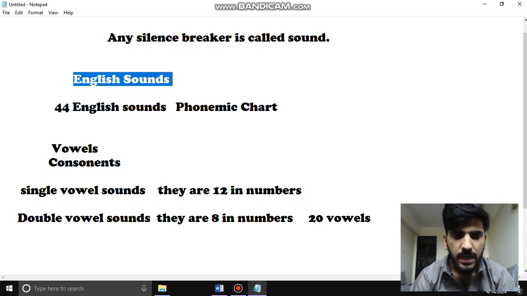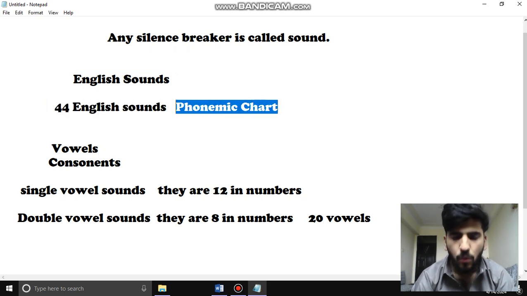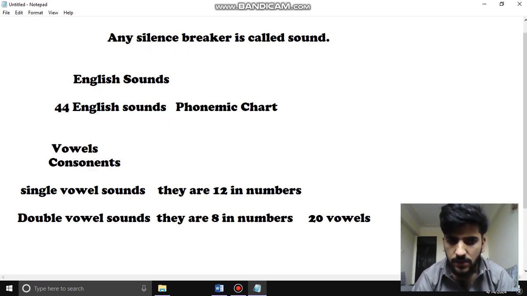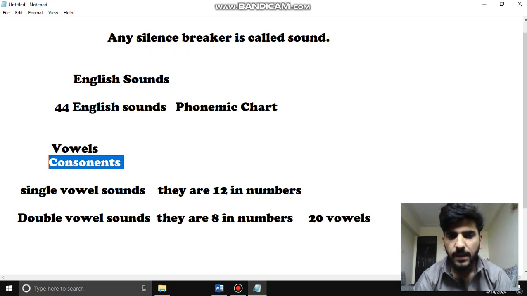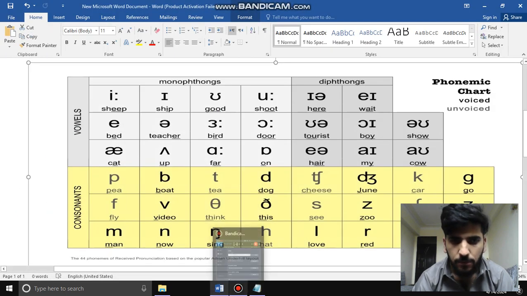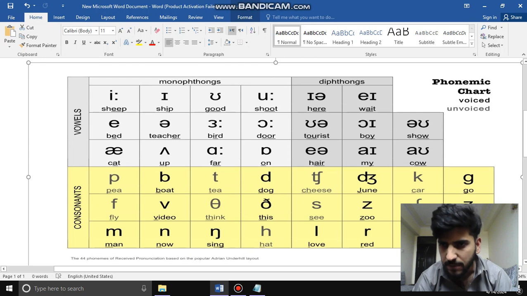Now, we have 44 English sounds in the phonemic chart. What is the phonemic chart? It is one of the charts that explains sounds. In this chart, we have the similarities between vowels and the differences between consonants. Let's talk about the vowels first. As you can see from the chart, it is divided into two parts. The first one is vowels and the second one is consonant sounds. The complete chart is called the phonemic chart.